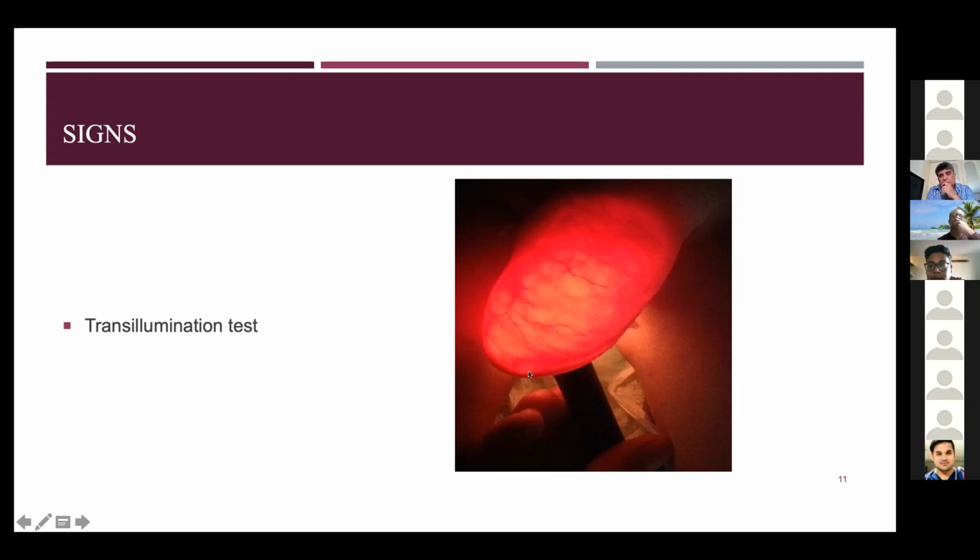The translucency may indicate that it is a cystic swelling, such as a hydrocele, or if non-translucent, then a tumor may also be suspected.